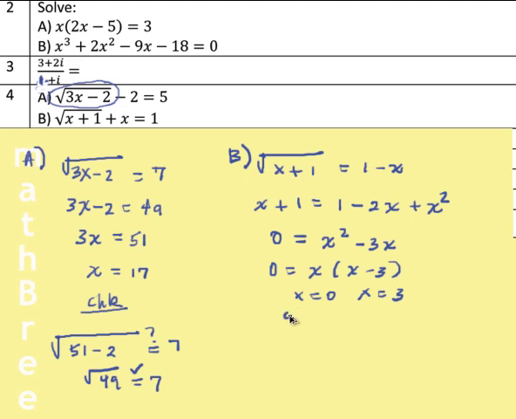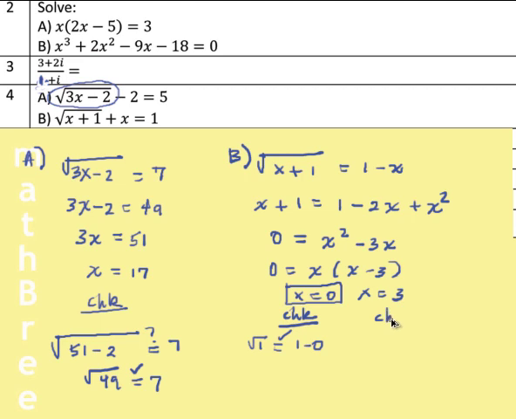And then we'll do our check. First for x equals 0. All right, we're checking x equals 0. Substitute back into the original. And we have the square root of 1 is equal to 1 minus 0. So that's good.